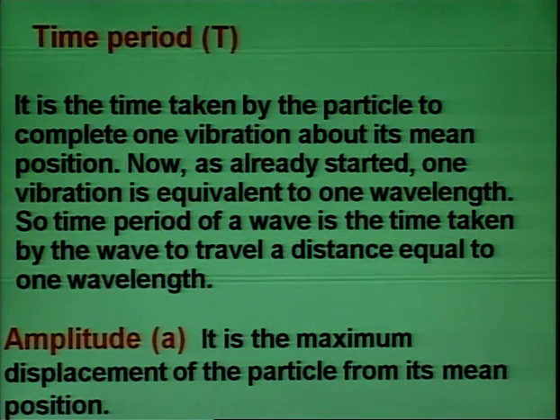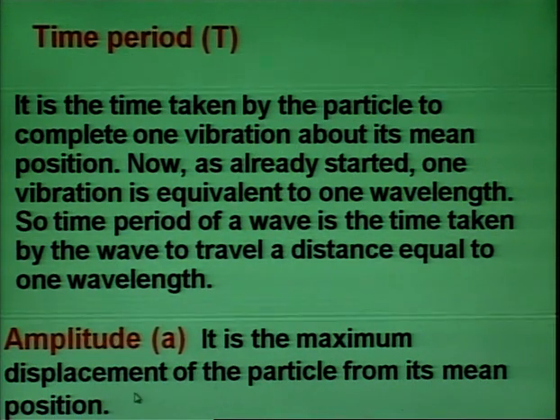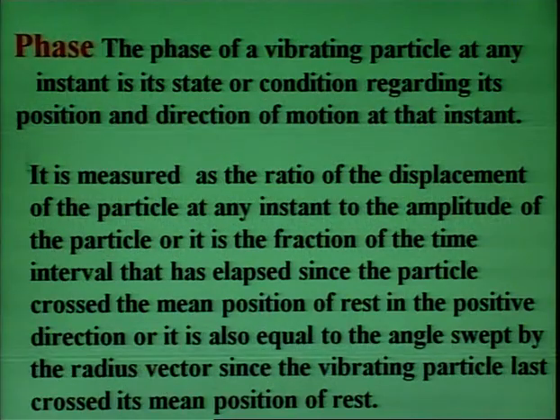Amplitude, this is the maximum displacement of the particle from its mean position. Phase, the phase of a vibrating particle at any instant is its state or condition regarding its position and direction of motion at that instant.